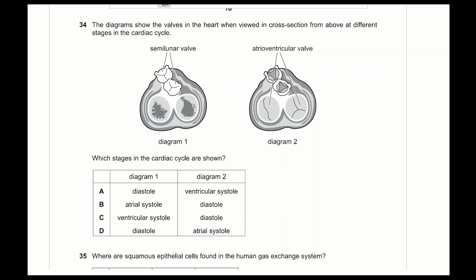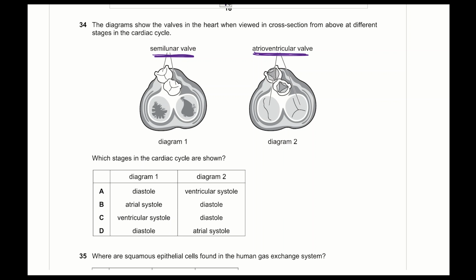Which stages in the cardiac cycle are shown? So these are the semilunar valves, and they open when the ventricle contracts and close when the ventricle relaxes, or in diastole. The atrioventricular valves open in atrial systole and close in atrial diastole. So let's see the suggestions that we have here.